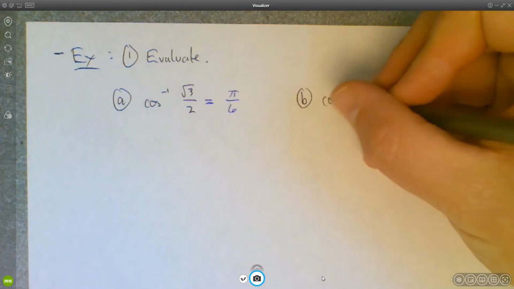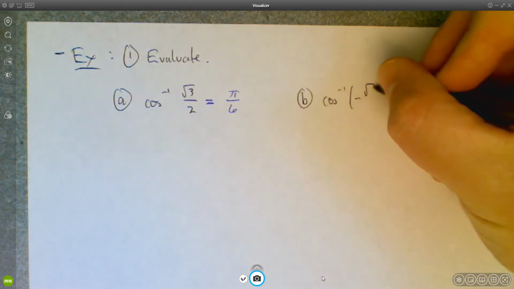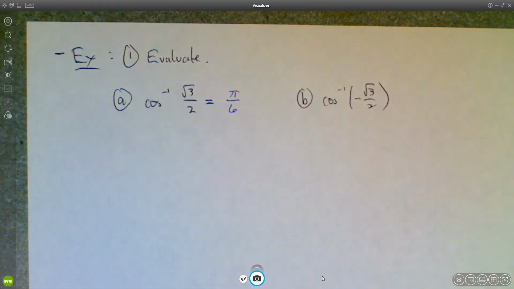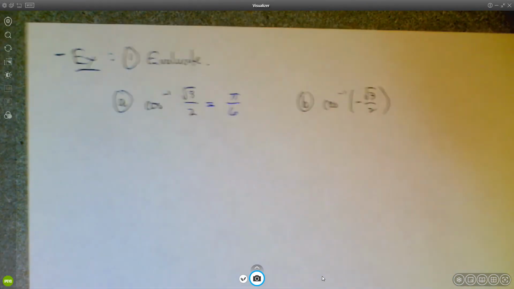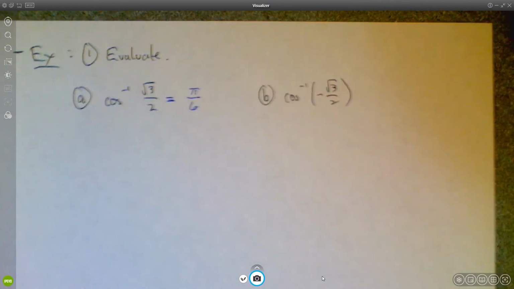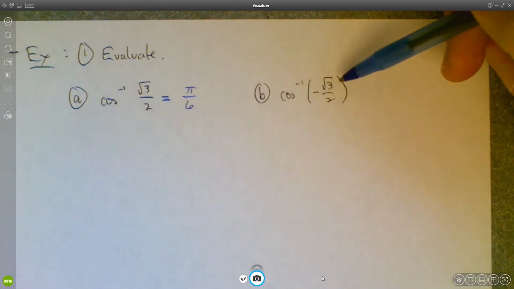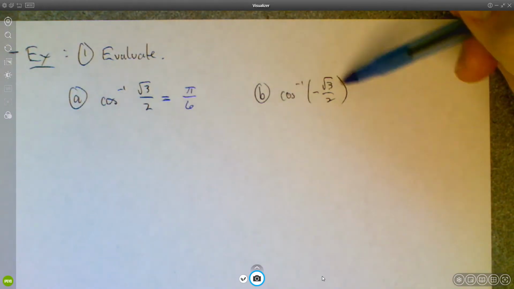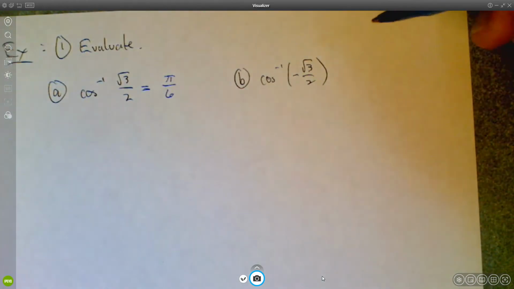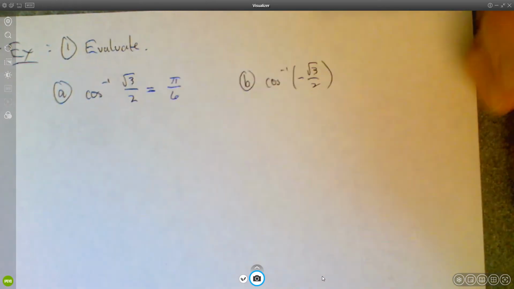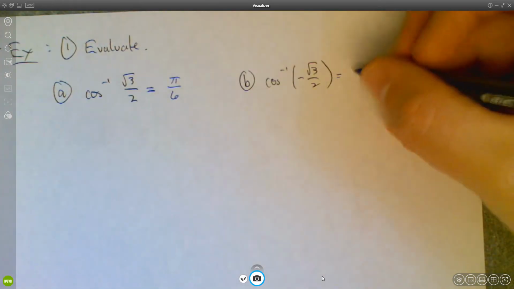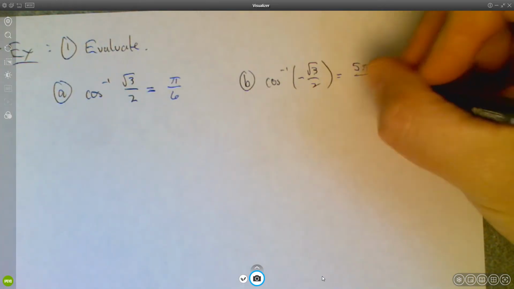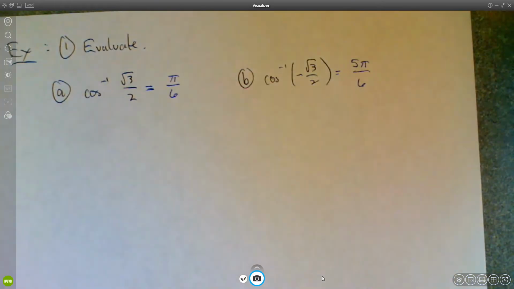Let's do cosine inverse of negative root 3 over 2. Now cosine inverse maps us between 0 and pi, so quadrants 1 and 2. So this angle has to be in quadrant 2, and its reference angle has to be pi over 6, so I'm thinking 5 pi over 6, right? So 5 pi over 6 is that one.